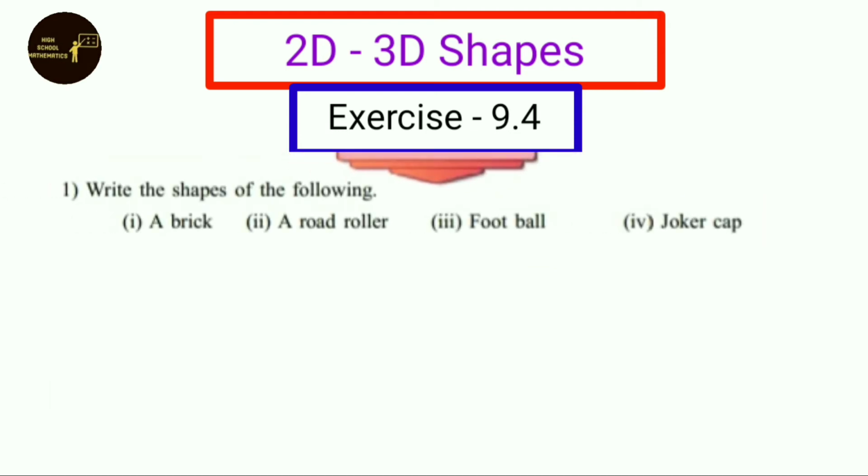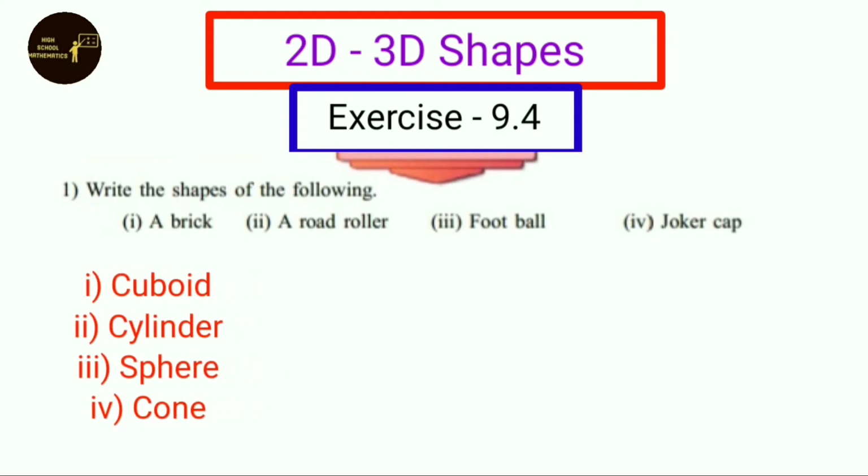Let us see exercise 9.4. First sum. Write the shapes of the following: a brick, a road roller, football and a joker cap. A brick has cuboid shape, road roller has cylinder shape, football has sphere shape and joker cap has cone shape.